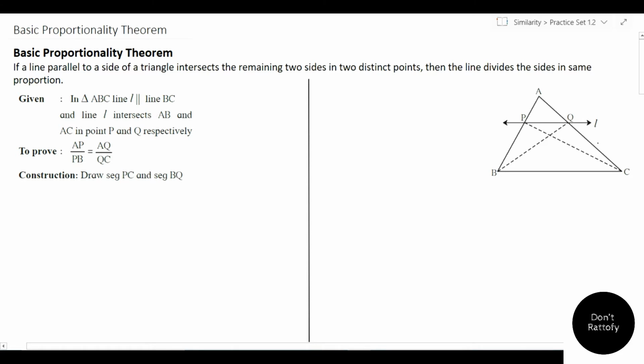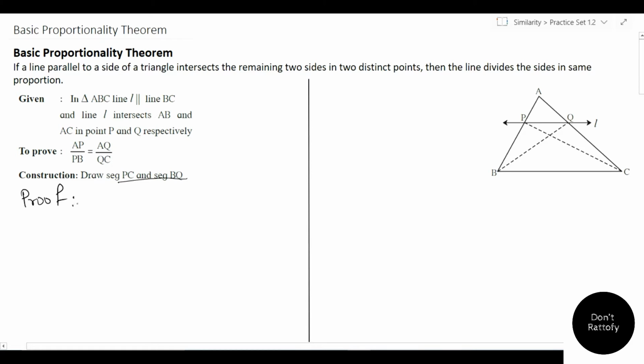For proving this, we have to construct some parts in the triangle. We have to join PC and join BQ, as it is given here: draw segment PC and segment BQ. After construction, this is the figure which we want, which is on the right hand side of the screen. After all this, we have to start with the proof.